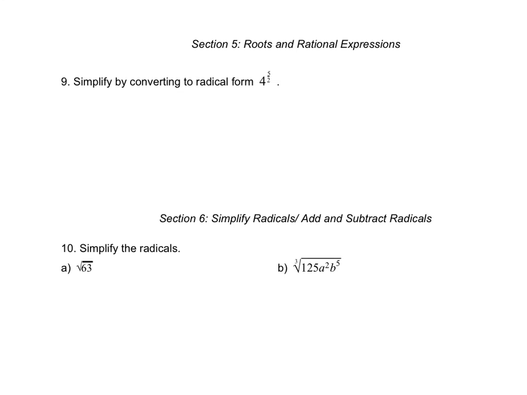So next in section 5, we talked about rewriting roots. So we have 4 to the 5 halves. When we're looking at fractional exponents, the numerator of the fraction is the power you're raising something to, and the denominator is the root you're taking. So a root of 2 is a square root, so I'm taking the square root of 4, and then I'm raising it to the 5th power.